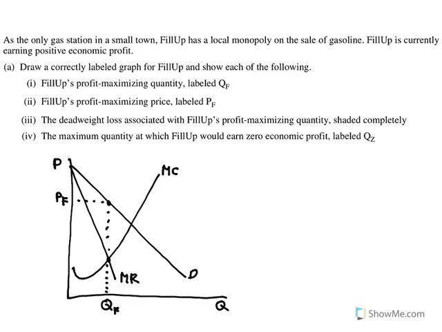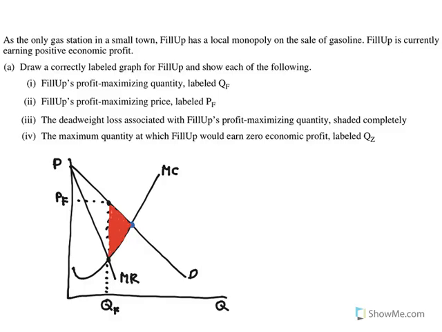A3 says to shade the deadweight loss associated with Fill-Up's profit maximizing quantity completely. Basically, this is the distance between what we're producing and what we should be producing. I'll show you where we should be producing with this blue color here. We should be producing at the blue dot. So the distance between that, above marginal cost and below demand, is going to be our deadweight loss. I'll shade that in with red, and it's going to be this triangle here. So there you have the deadweight loss.